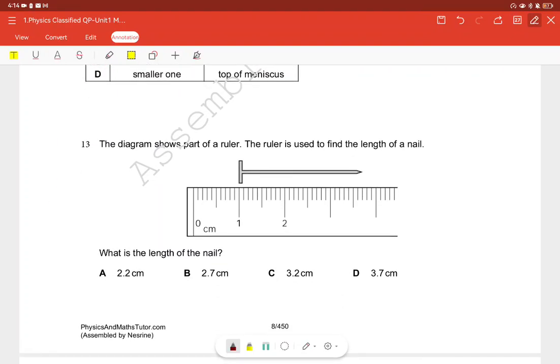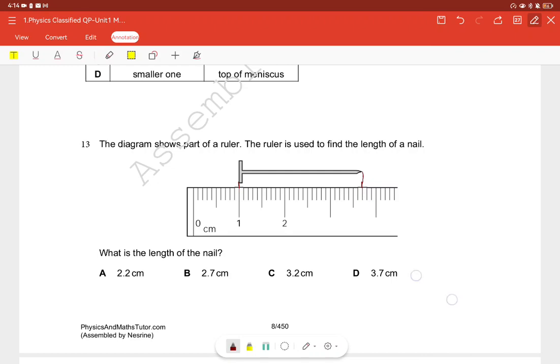The diagram shows part of a ruler. The ruler is used to find the length of a nail. What is the length of the nail? The length of the nail is not starting from 0. So we've got two readings, reading 1 and reading 2. That's reading 1 and that's reading 2. I take reading 1 and reading 2, find the difference between them, and that's your answer.